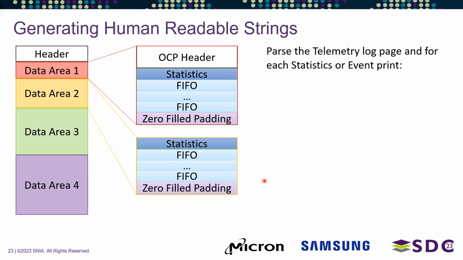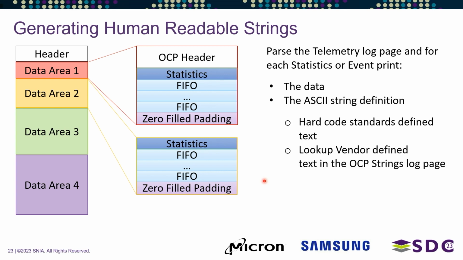So now we have this structure here, so how do we generate human readable stuff? Well, every one of these had data, so you can print the data. Every one of them has an ASCII string. For the OCP-defined ASCII strings, they're known. The spec tells you what they are, so the parser tool can just hard code those directly into the tool. The problem comes when you go to the vendor.